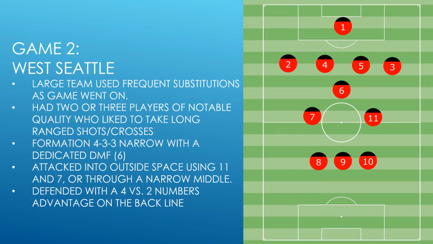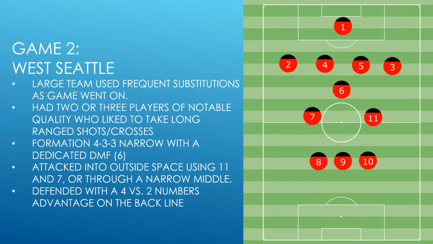They had 2 or 3 players of notable quality who like to take long-range shots and crosses. And I think that had we played them again this spring, we would have done a lot better defending them, knowing that that's what their kind of modus operandi is. They ran a very interesting 4-3-3 narrow with a dedicated 6.